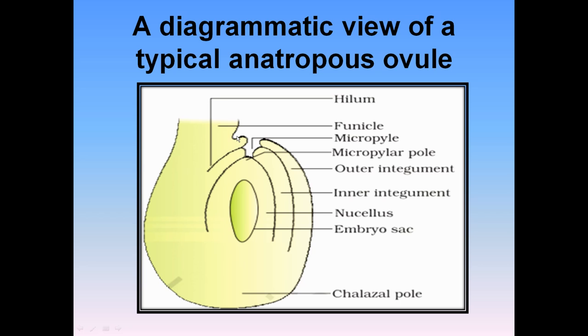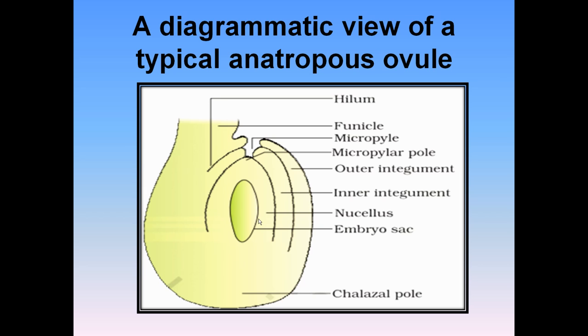Now comes the next important multicellular layer, that is the nucellus. Nucellus cells are specialized cells. These are referred to as nurse cells. Nurse cells are going to provide all sort of nourishment to the developing embryo sac. Okay, so they are referred to as nurse cells.